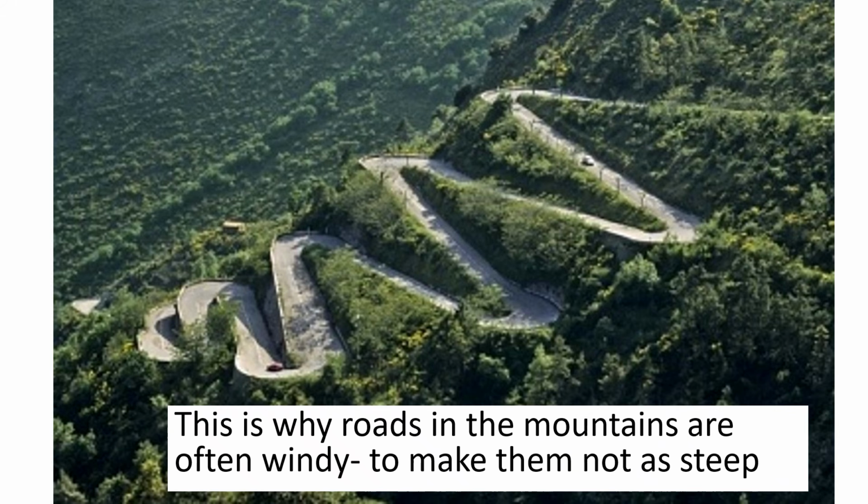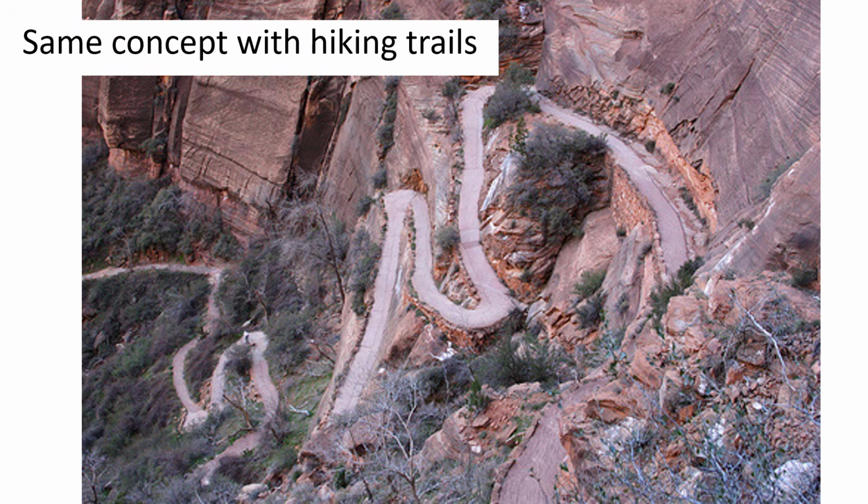And this is very common in the mountains, where you'll see roads do something like this as opposed to going straight up the mountain. By going straight up the mountain, the road would be too steep. But if you go back and forth, you increase the length, height stays the same, the gradient's now less, the road is safer. Hiking paths are the same thing.